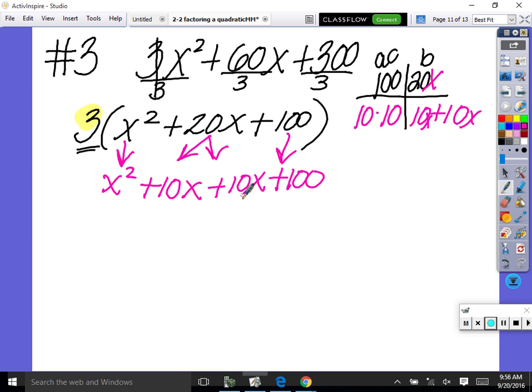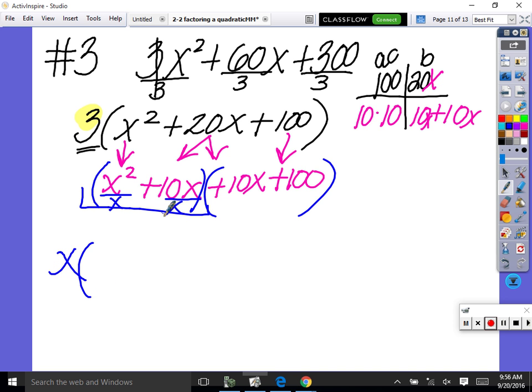And then we'll group the first 2 terms, and we'll group the second 2 terms, including the sign. The greatest thing in common in this group is x. So we'll factor out an x. So then left is x plus 10. And then in this group, the greatest thing in common is positive 10.